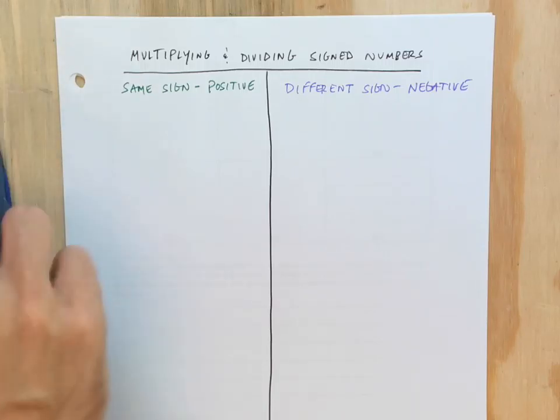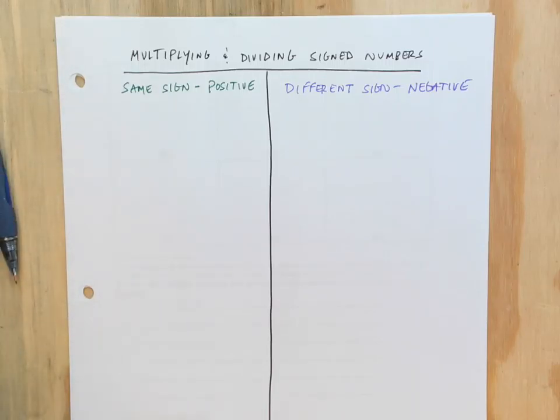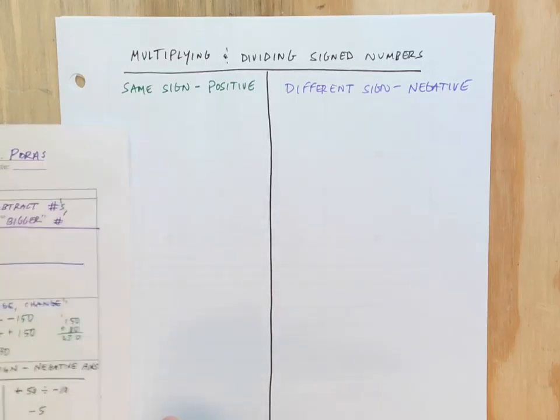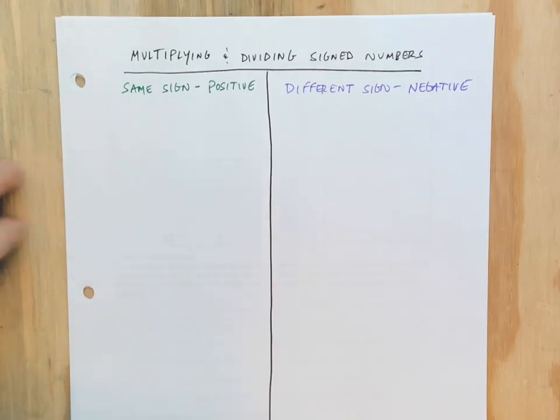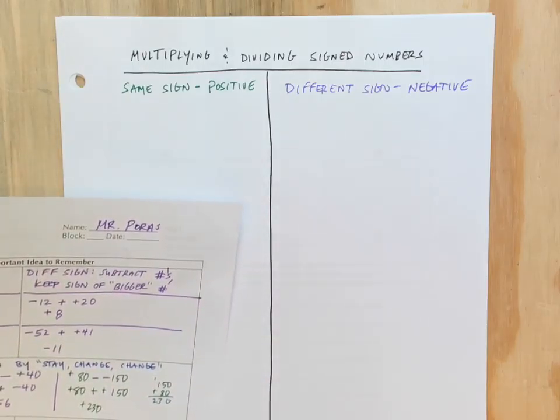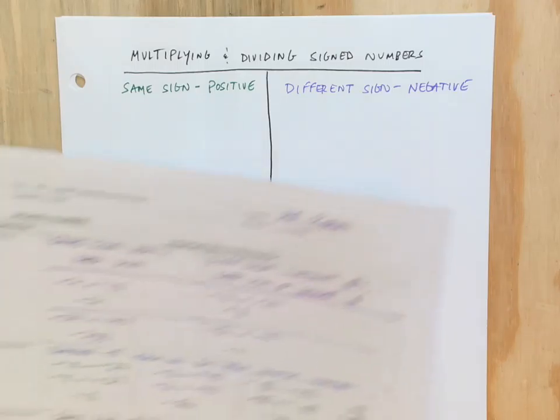Hi, in this video I'm going to give an overview of how to multiply and divide signed numbers. You learned this skill in detail in 6th grade math, so this video really serves as a quick reminder as to how to perform these calculations. If you'd like more information or more detail as to why these rules make sense, go see your math teacher.